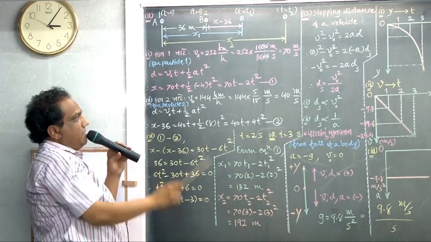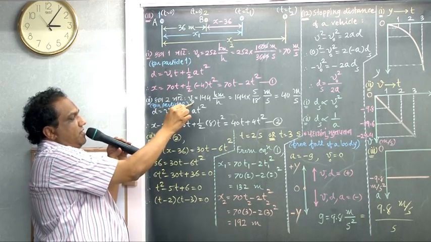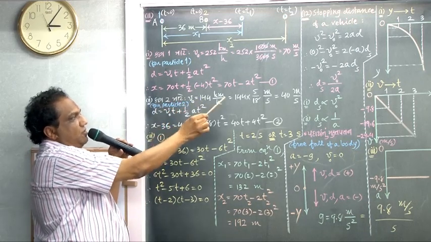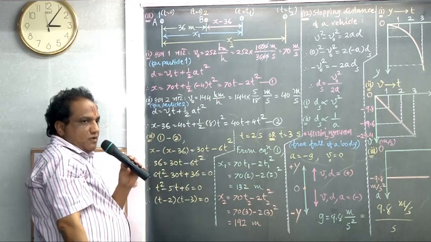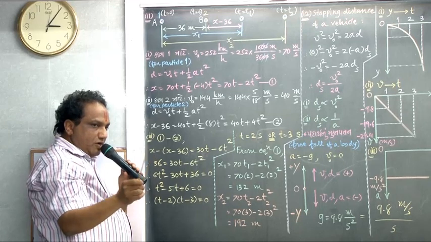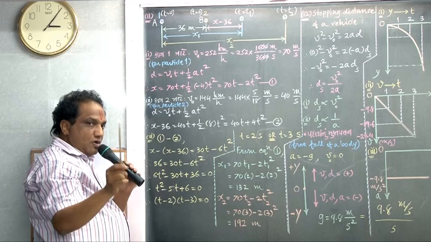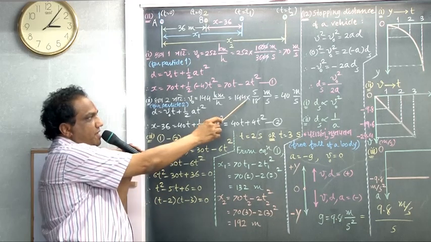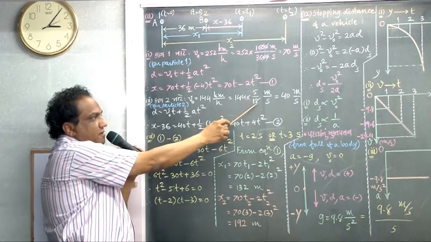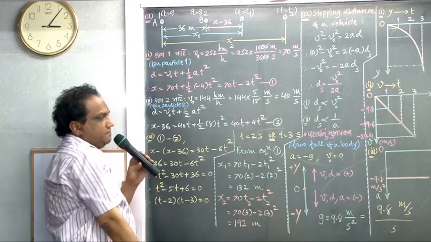Now talk about particle number 2. For particle number 2, come on, they have given initial velocity 144 kilometer per hour. What did I tell just now? To convert velocity from kilometer per hour to meter per second, what you must do? Multiply by 5, divide by 18. Say everybody, multiply by 5 divided by 18. Then this answer is 40 meter per second.